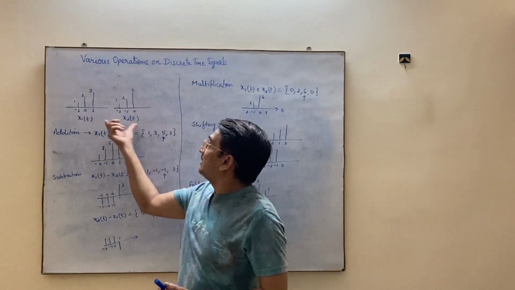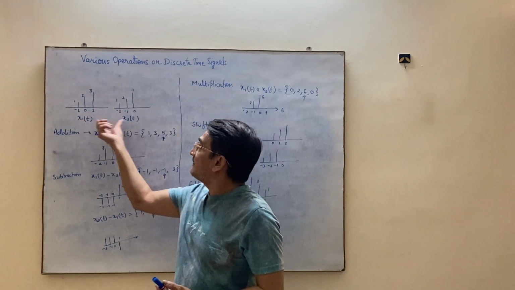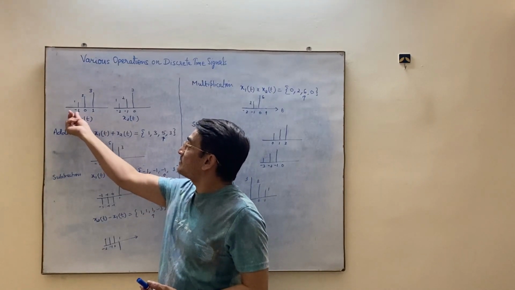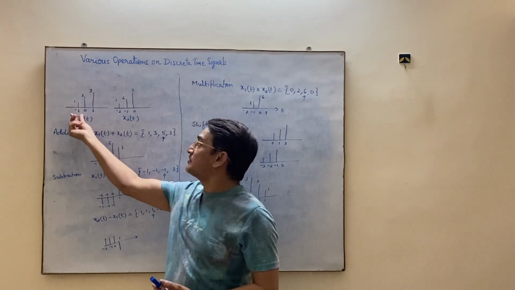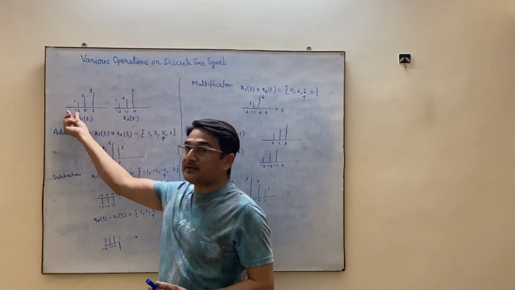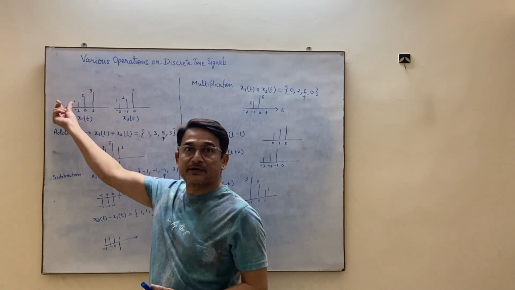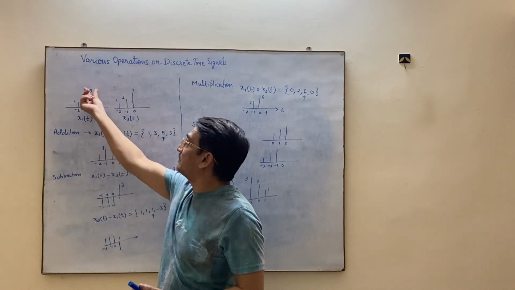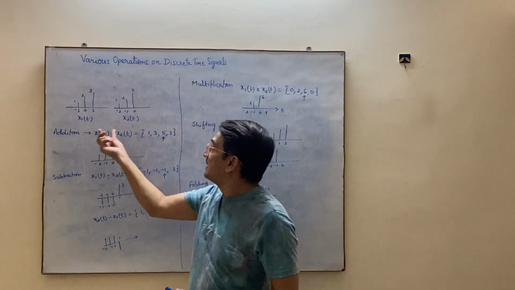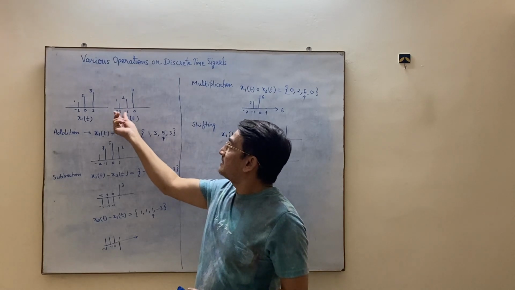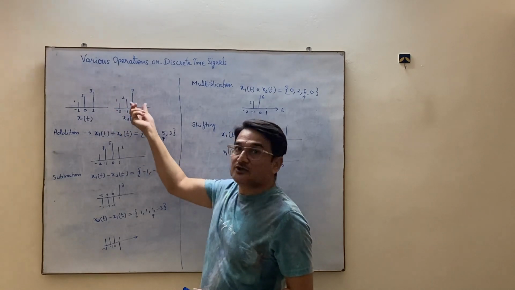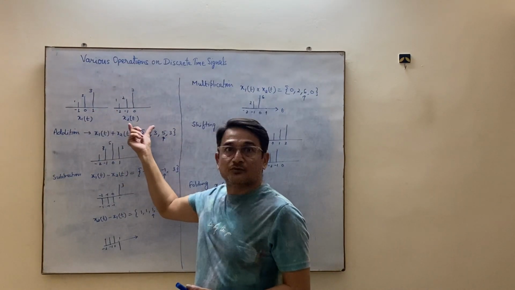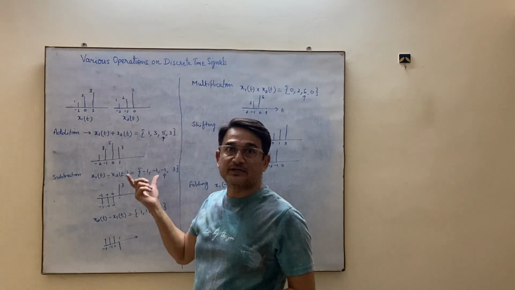So to understand the various operations, I have taken two signals x1(t) and x2(t). x1(t) exists at the values -1, 0 and 1. At t equal to -1, it has amplitude 1. At t equal to 0, it has amplitude 2, and it has amplitude 3 at t equal to 1. Similarly, x2(t) exists at -2, -1 and 0 with amplitudes 1, 2 and 3. Now on the basis of these two signals we will perform various operations.